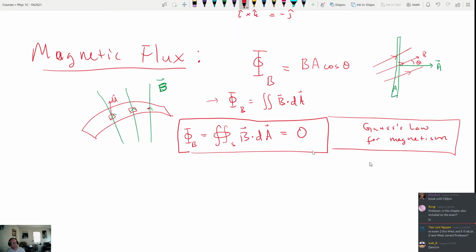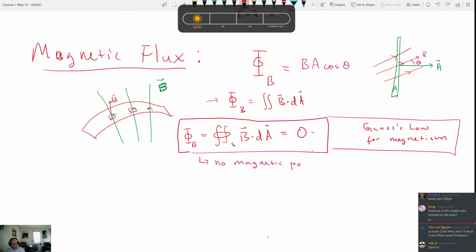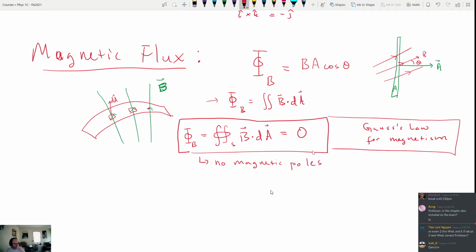Gauss's law for electricity, Gauss's law for magnetism. This one is often referred to as the no magnetic monopoles equation. If there were magnetic monopoles, the equation would be something like magnetic charge multiplied by something called mu naught, which we're going to learn about later. But there aren't, so sometimes this is referred to as the equation that proves that there are no magnetic monopoles or indicates that there are no magnetic monopoles in the theory.